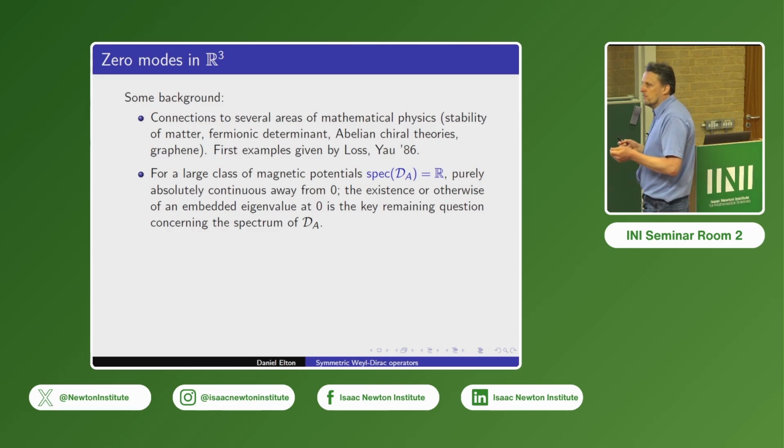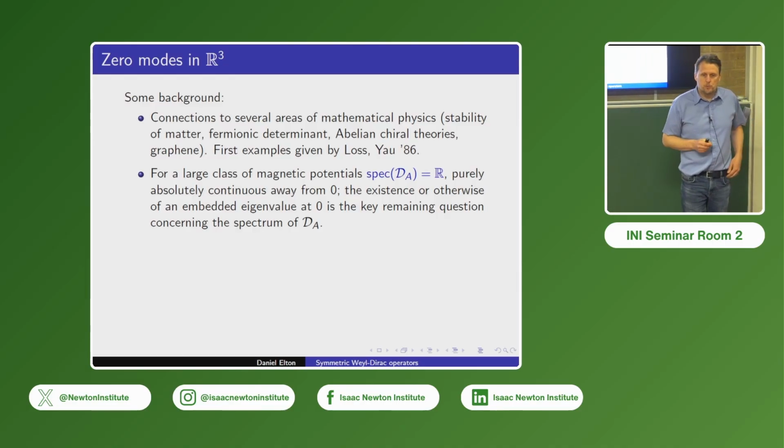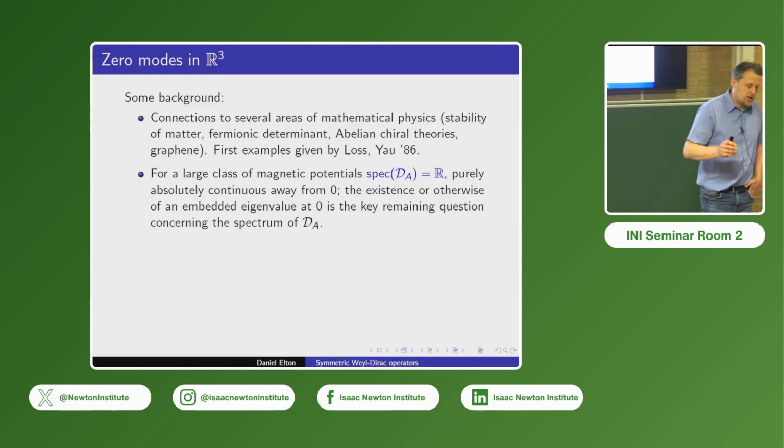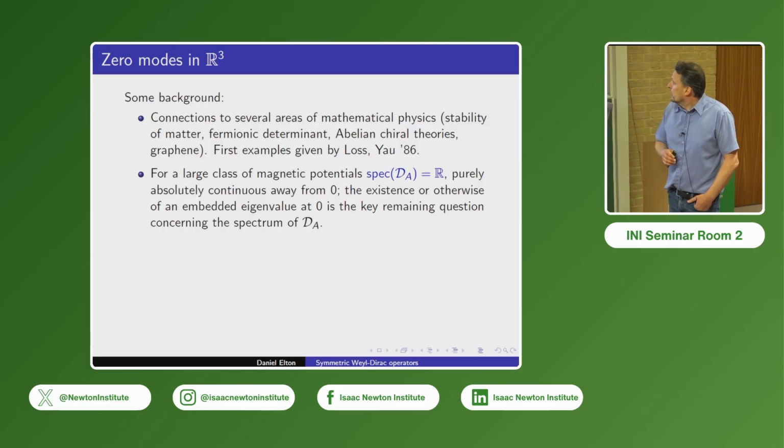Is 0 an eigenvalue or not? The rest of the spectrum is very well behaved. And this is for a pretty broad class of potentials, with some decay properties at infinity, but that's all you really need to get these kind of results about the spectrum being the whole of R.